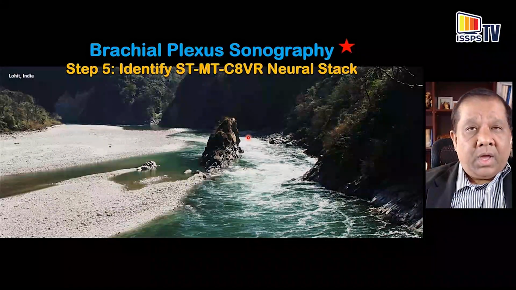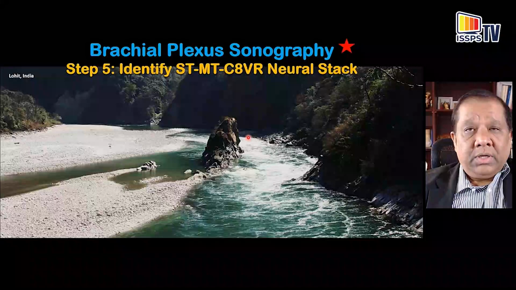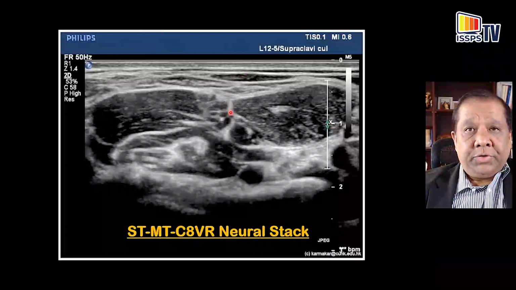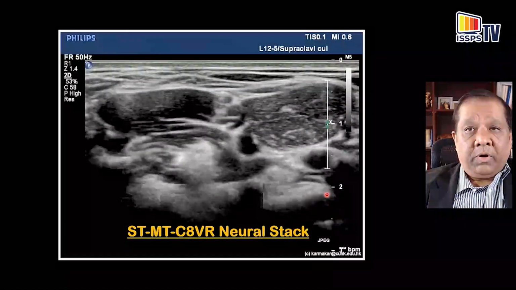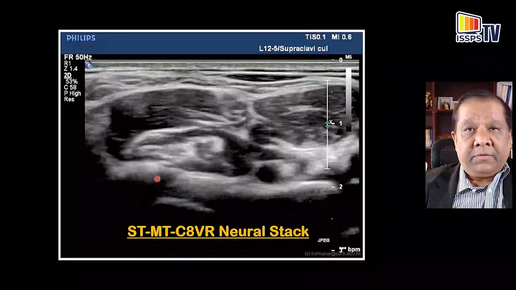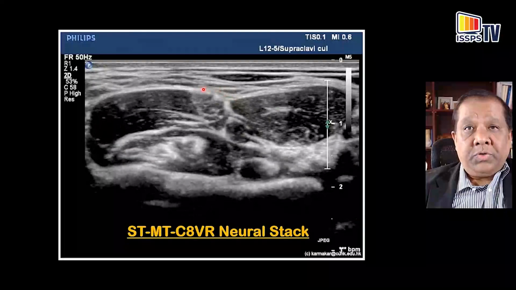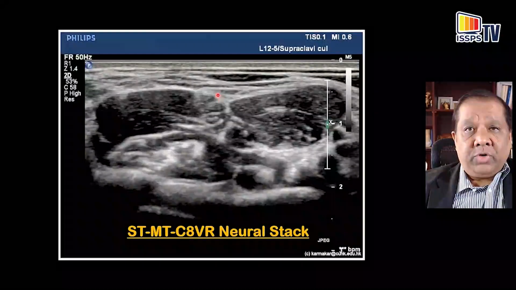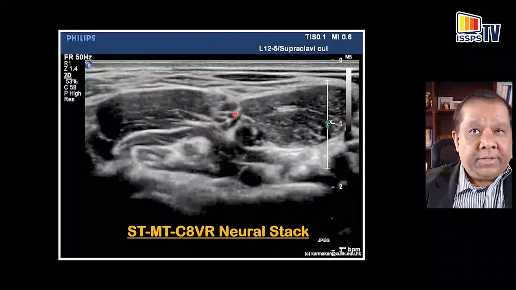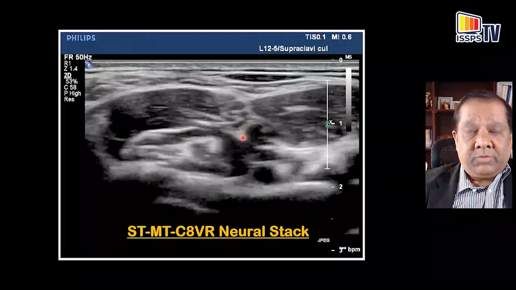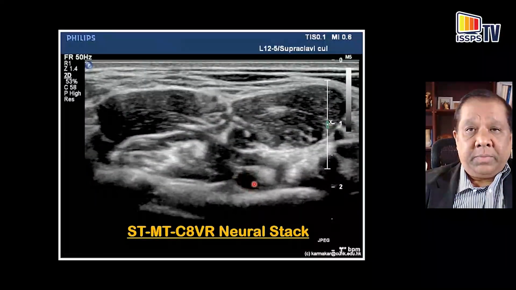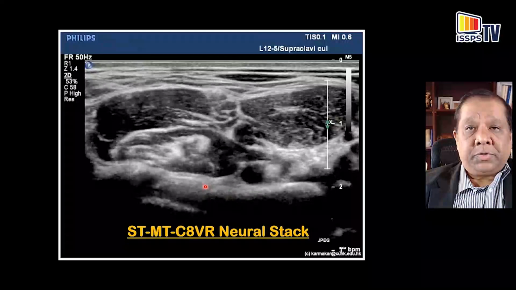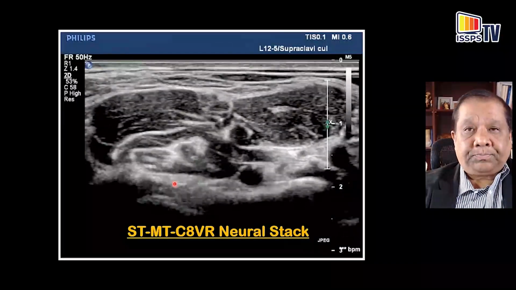Next, after you've identified the superior trunk, it's time to identify the middle trunk and the C8 ventral ramus neural stack. This neural stack is very clearly identified because the C8 lies on top of the T1 transverse process and the first rib complex. The superior trunk is a much larger nerve, the middle trunk lies just caudal to it, and the C8 is the isolated ventral ramus on top of the T1 transverse process and the first rib complex.